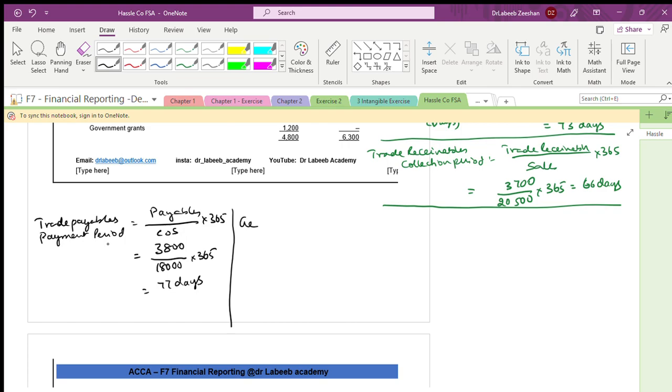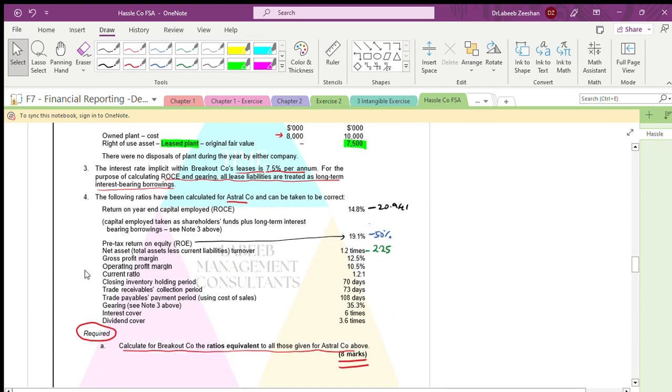Gearing ratio. See, they have given here. I am going with the same thing. Gearing ratio, interest coverage ratio, and dividend cover ratio. I will write here how much we have done.